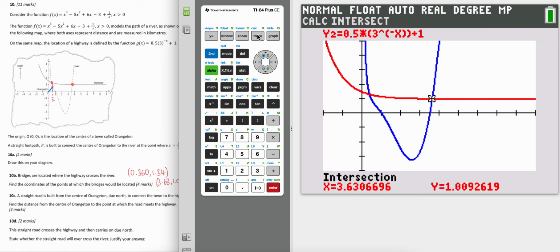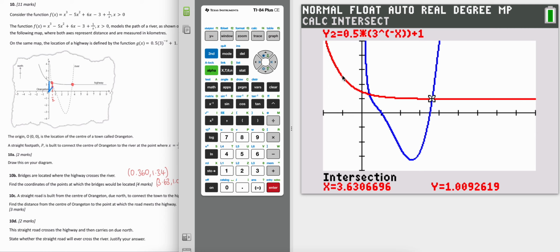That question's 4 marks, and it's 1 mark for every x and y coordinate. And then part C says that a straight road is built from the centre of Orangeton due north to connect with the highway. So that's this part here, and it says how long is that road, or what's the distance to the point where it meets the highway.